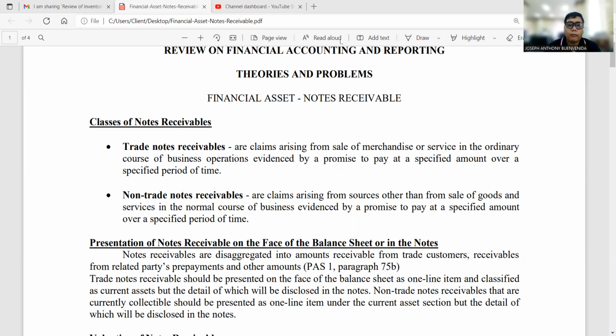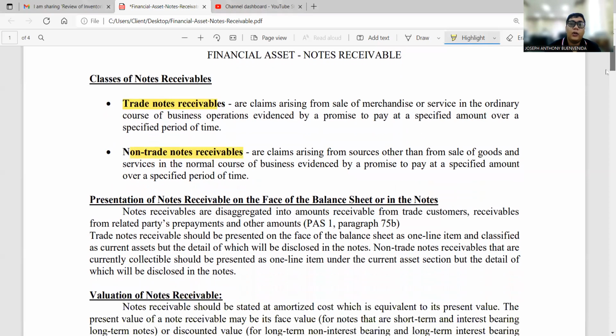One is the trade notes receivable, of course. Those are transactions that arise from the normal course of the operation of the business. While the non-trade are those receivables that do not recur, one-time transactions or claims. And as long as there is a written agreement, it is classified as notes receivable.